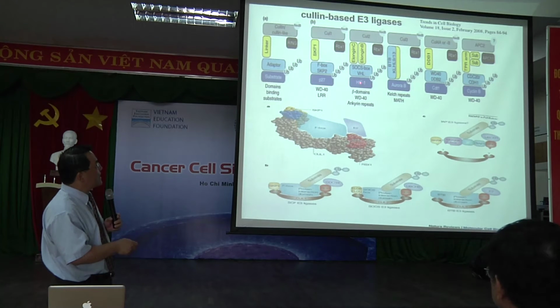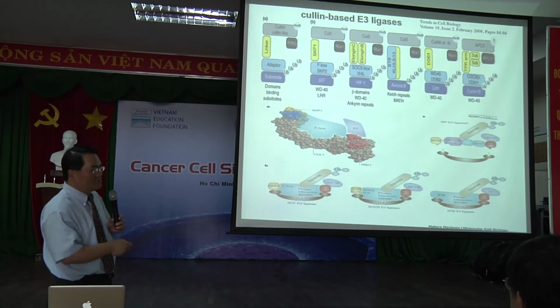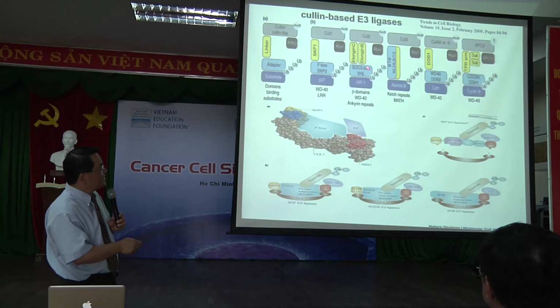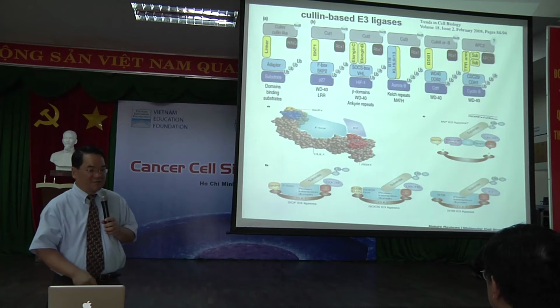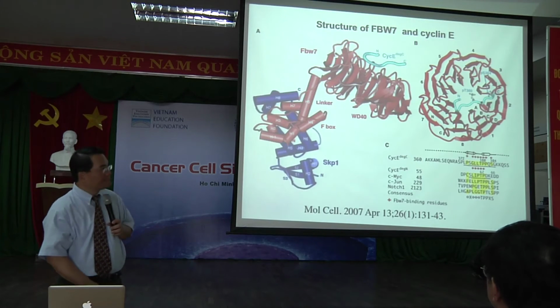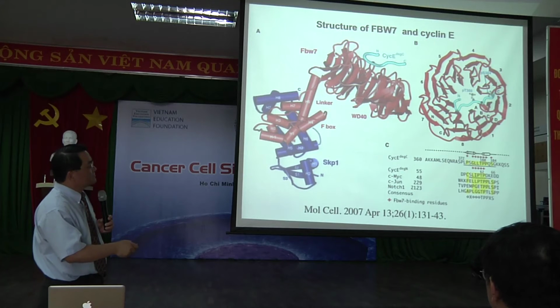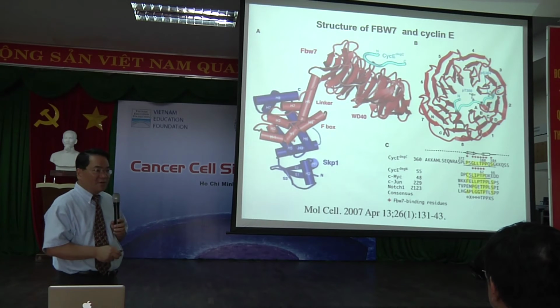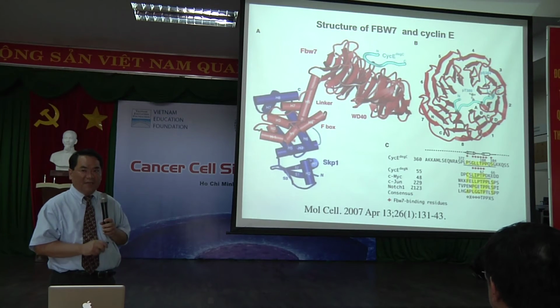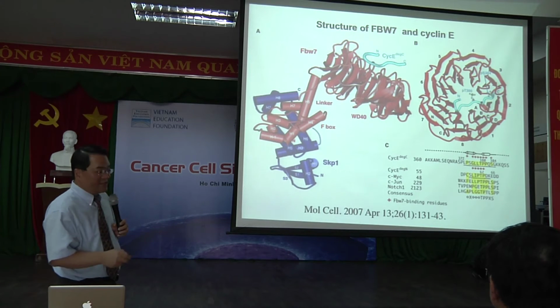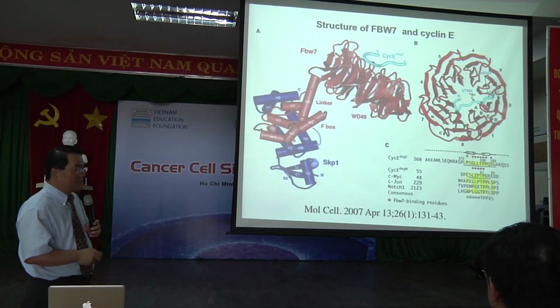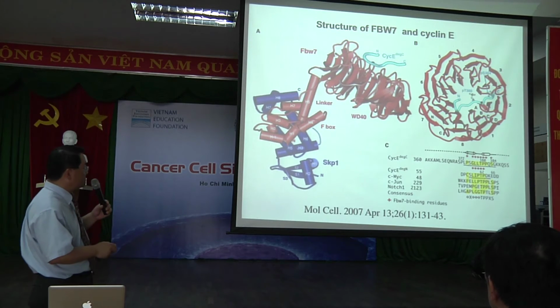The CUL2 enzyme, would this degrade p27? Usually not, because they need to use a certain adapter for a certain substrate degradation. We talked about cyclin D degradation, but here I would like to introduce you to cyclin E degradation. Cyclin E was degraded by the SCF complex as well.